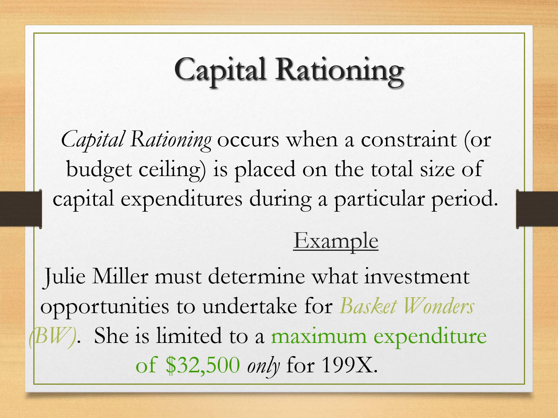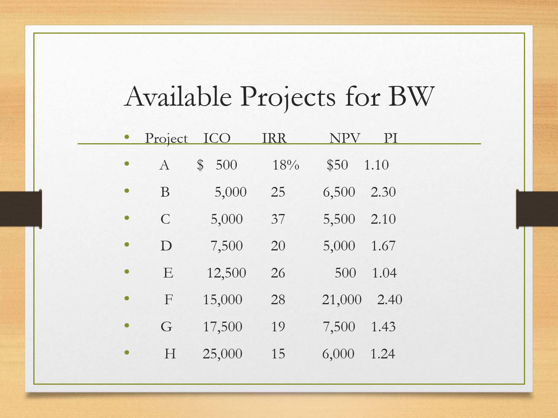Example: Julie Miller must determine what investment opportunities to undertake for BW. He is limited to a maximum expenditure of $32,500 only for 1990, जो भी year होगा। So how much can he spend in 1 year? He can only spend $32,500। तो ये उसकी लिमिट है, इससे ज़्यादा वो एक्सपेंस नहीं कर सकते। So these are the projects available for the firm.